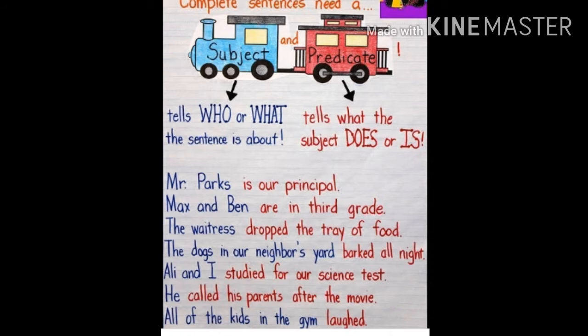Now the last sentence is all of the kids in the gym laughed. So students, can you tell me about whom we are talking? Yes, all of the kids in the gym. So this is what? It is the subject. And laughed is what? It is a verb. So it will be what? Of course, it will be the predicate.